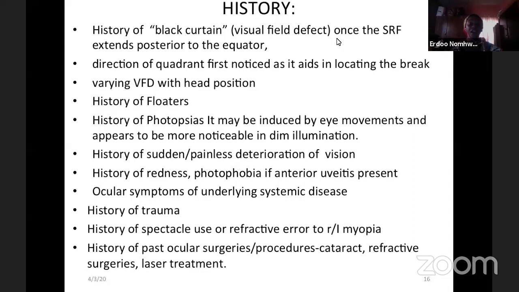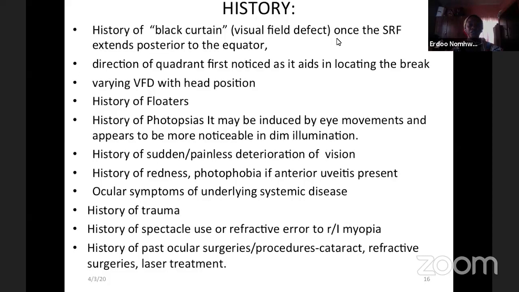But it's important to ask the direction of the quadrant that it was first noticed, because that can actually aid you in locating the break. It's said that the break is usually opposite the direction of the quadrant in which the visual field defect is first noticed. Then it's also good to ask if the visual field defect varies with head position. It's known that in exudative retinal detachment, where you have the subretinal fluid shifting, if they lie down, the subretinal fluid gravitates to the most dependent part. So they may tell you that the black cotton defect varies with position.